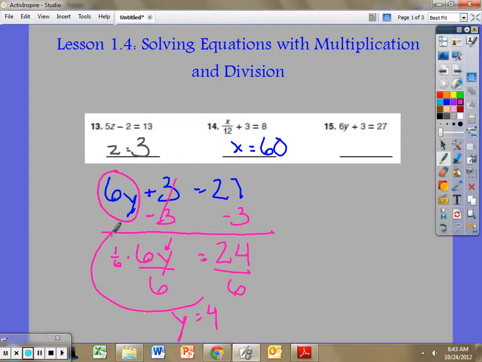If I substitute 4 in, 6 times 4 is 24, plus 3 is 27. So I do know that y is equal to 4. I guess I'm having fun with changing colors here today. I do want to show you though real quick.